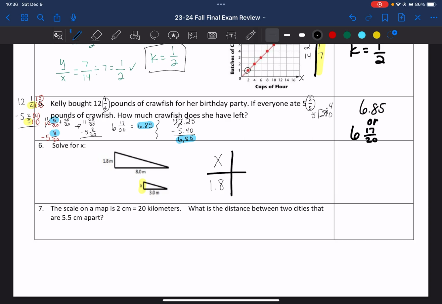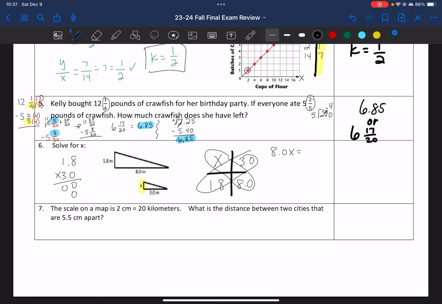Now I'm going to go back to the small figure, and I'm going to look at what's left. What can I use still? That would be 3.0. So I'm going to put 3.0 here. And then I'm going to look and see what corresponds to 3.0, which would be 8.0. Now we're going to cross multiply. 8.0x is equal to 1.8 times 3.0.